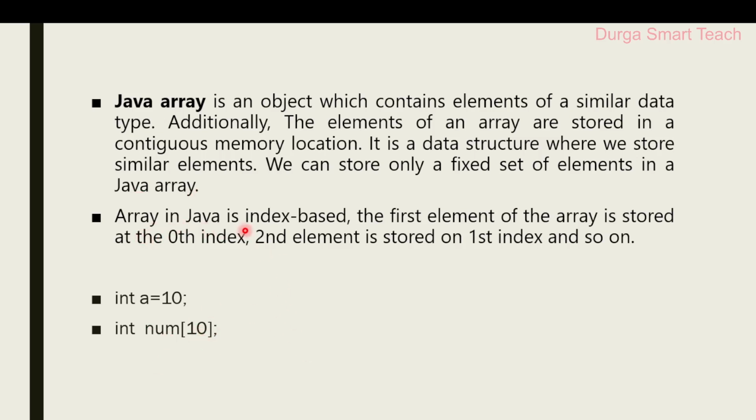An array in Java is index based. If you want to access only one element among these 10 numbers, Java supports index-based access. The first element of the array is stored at the 0th index, the second element at the first index, the third element at the second index, and so on. So every element in an array has a unique index value.